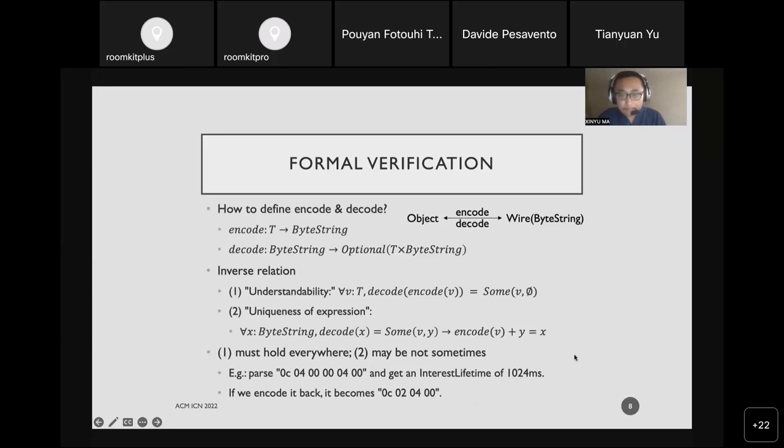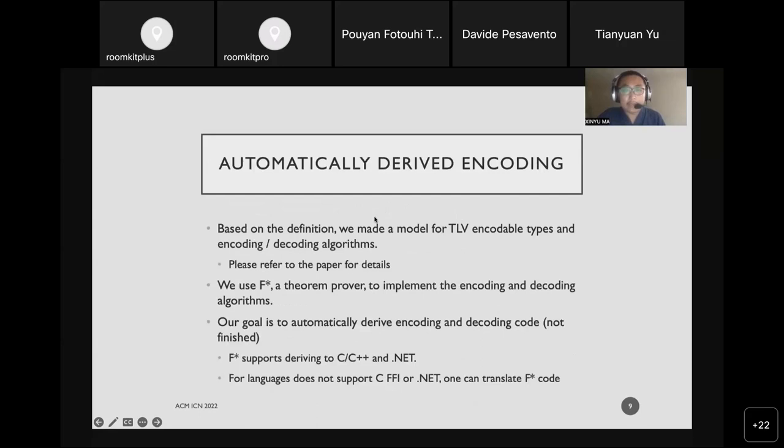And our final goal would be to automatically derive the encoding and decoding algorithm from our model. Based on our definition, we have already made a model for the TLV encoding types and algorithms, and we have implemented it in F star, which is a theorem prover, and we use that to check the correctness of our encoding and decoding algorithm. Please refer to the paper for details. And our goal is eventually to automatically derive the encoding and decoding code into C++ or .NET so that people can directly call this code.